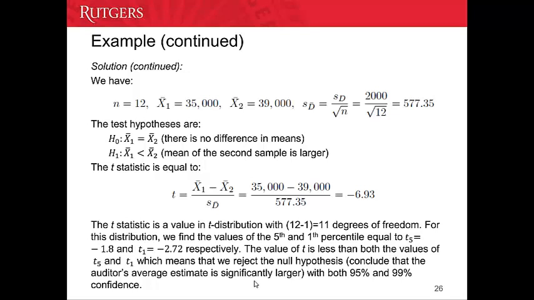So we can calculate the t-values at the 5th percentile and the 1st percentile, which are negative 1.8 and negative 2.72 respectively. Because the t-value we calculated is less than both the 5th percentile and the 1st percentile values, we reject the null hypothesis in favor of the alternative hypothesis. So we can conclude the auditor's average estimate is significantly larger than the client's average estimate with both 95% and 99% confidence.